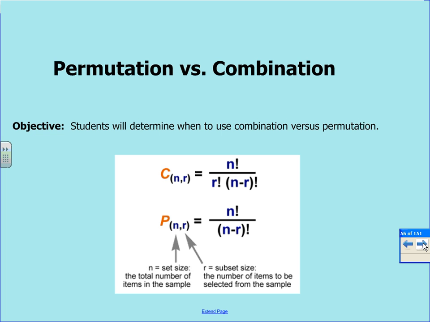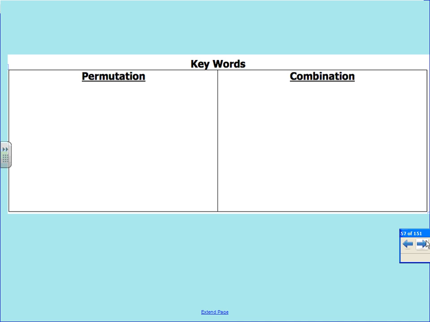Okay, first thing is, we're going to make a list of permutation, order matters, combination, it doesn't. Underneath permutation, I want you to write the word arrangement. Anytime you see the word arrangement, that means order matters. Anytime you see the word display, which I'm going to explain all these when we get to some problems, order matters. When you see the keyword order, order matters.